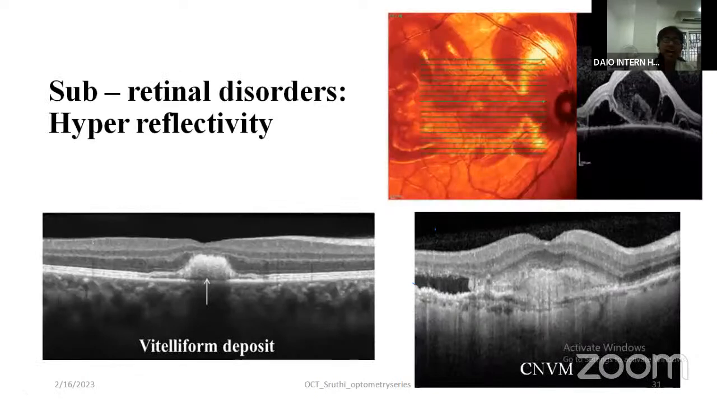Subretinal disorders, hyperreflectivity. In this, we can see vitelliform deposits is the best example for hyperreflective subretinal disorder. In this image, the hyperreflective materials are seen, vitelliform deposit. You can appreciate the hyperreflective layers in that. Then, in the second image, you can see this happens due to inflammatory reaction, and inflammatory cells are seen as hyperreflective cells. And in the next one, you can see a hyperreflective membrane, which happens in ARMD. Choroidal neovascular membrane is a major condition that happens in ARMD.